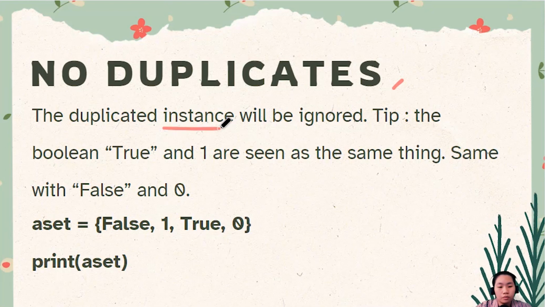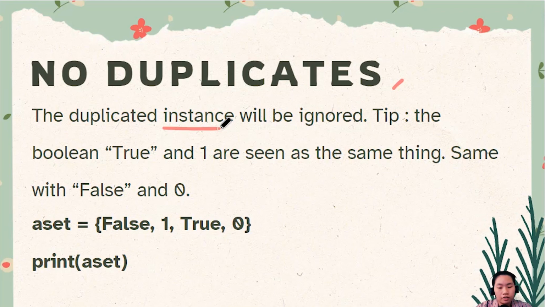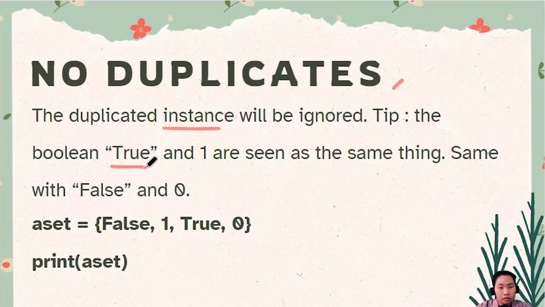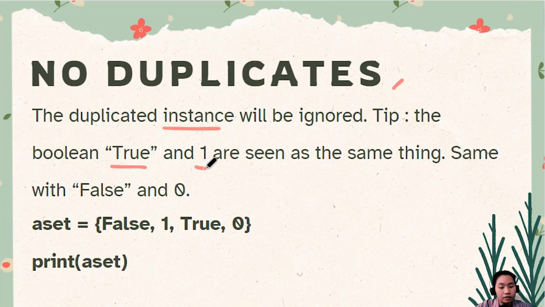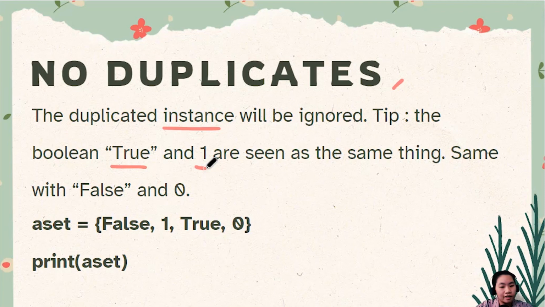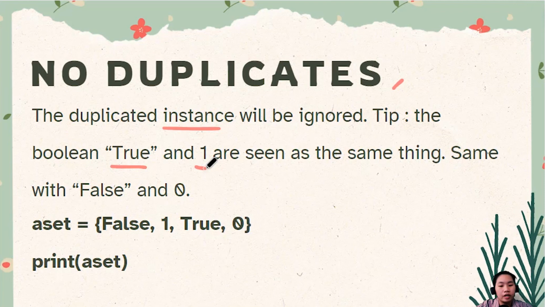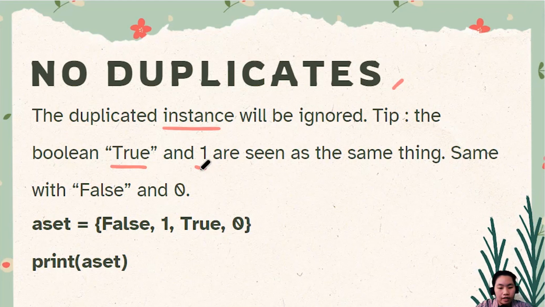A set does not allow for duplicates, so a duplicated instance will be ignored. Only the first instance will be displayed, and certain values equate to other values, such as the true value in Boolean, which is seen as 1. So if a set has a true value and then is followed by the number 1, those are considered duplicates, and only the first instance will be displayed or printed, so only true will be shown and 1 is ignored completely. The same thing with false and 0.